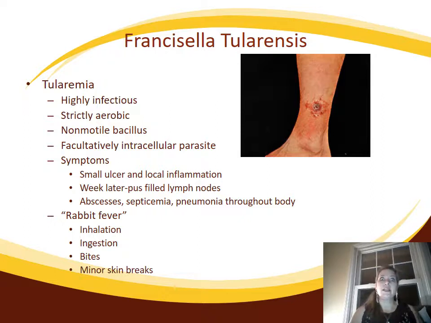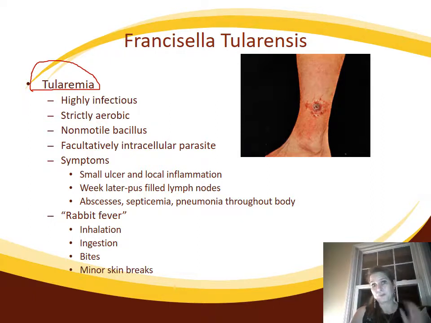Francisella tularensis ends up in an infection called tularemia. Very, very highly infectious, and it's strictly aerobic, so it loves oxygen. It is a non-motile bacillus, and it's a facultative intracellular parasite. So some of the symptoms that you're going to get, here is an example of the ulcer right here. Small ulcer and local inflammation, and then about a week later you'll see pus-filled lymph nodes, and then you'll start to form abscesses, septicemia, and pneumonia throughout the body.